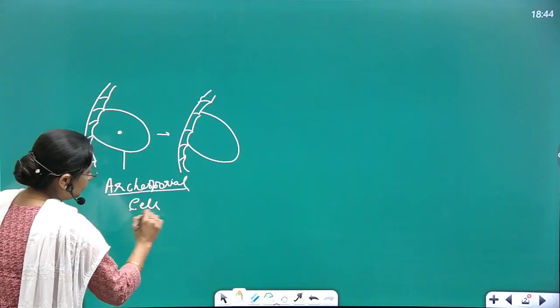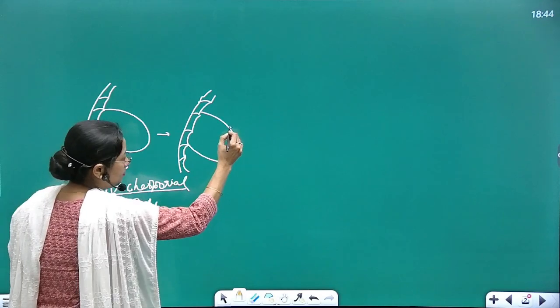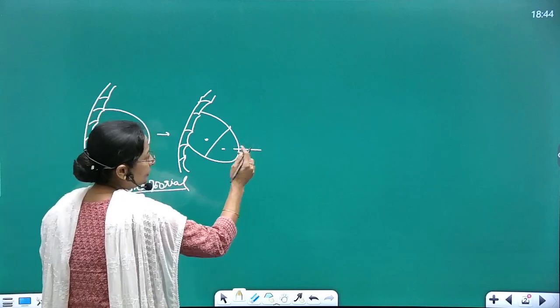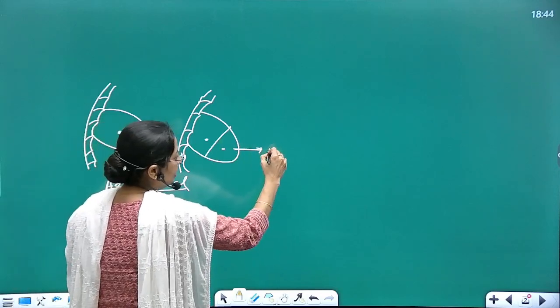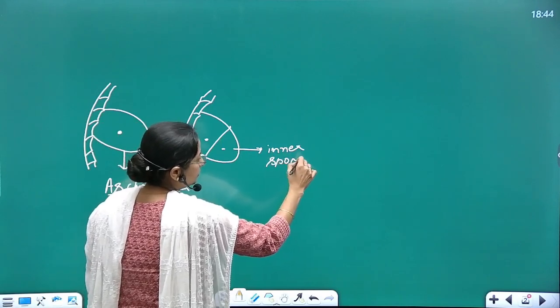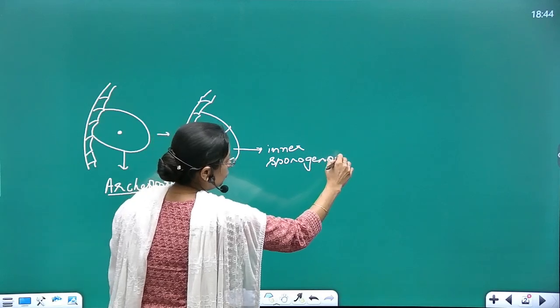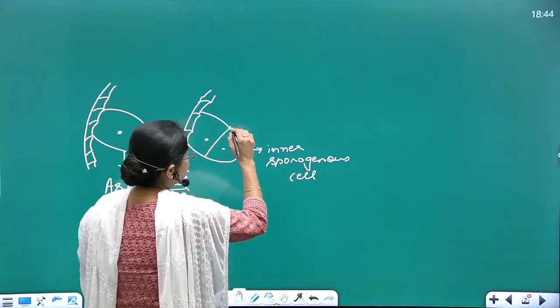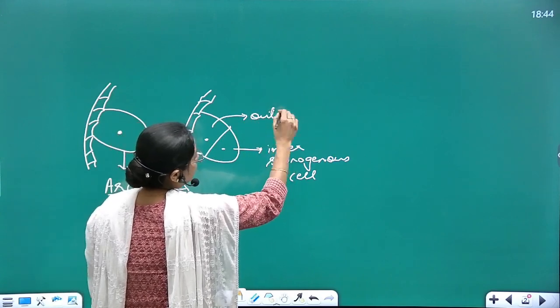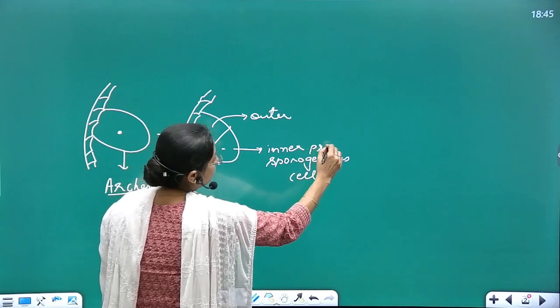Archisporial cell will undergo what? Periclinal division will form two cells. The one towards the center is called the inner sporogenous cell, and what was the name of the cell towards the outside? Outer primary parietal cell.